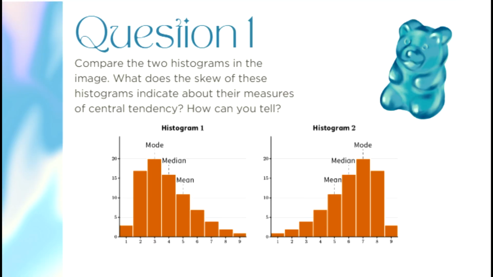Question number 1, your turn. Compare the 2 histograms in the image. What does the skew of these histograms indicate about their measures of central tendency? How can you tell? Pause it, figure it out, come back.